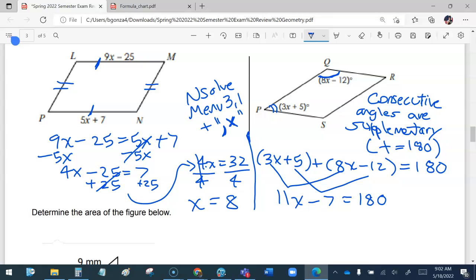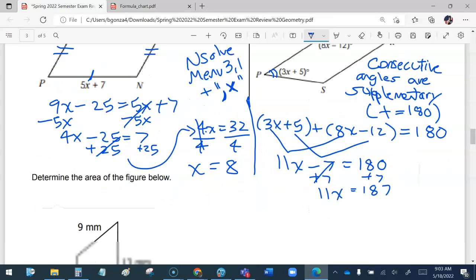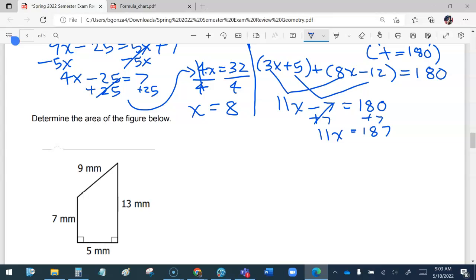Next step, to get rid of the loner minus 7, the opposite is to add 7. I got 11x equals 187. And then last step to get rid of that 11 is to divide by 11, and I get 17. You can use your calculator to get that number as well.